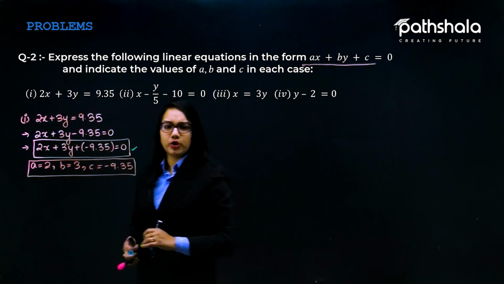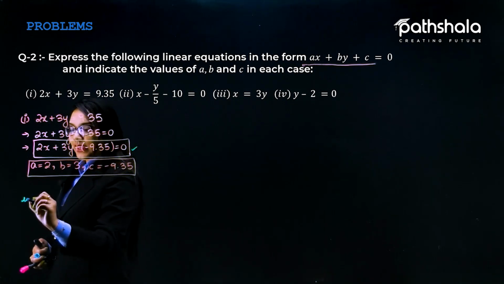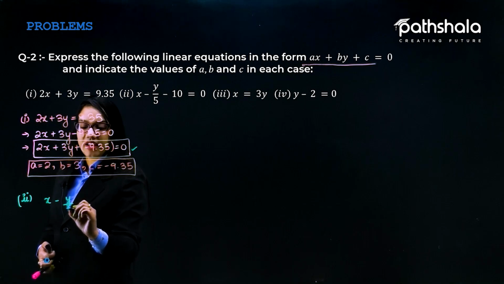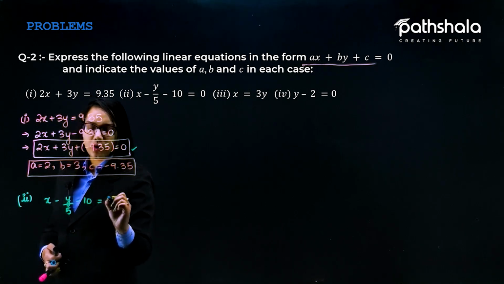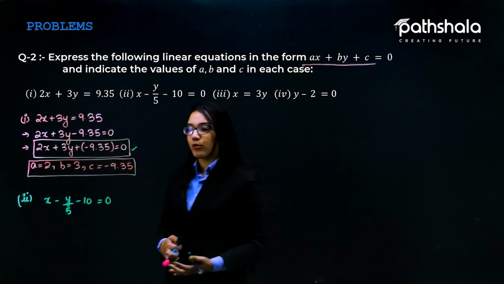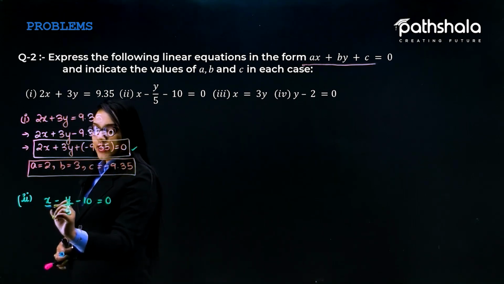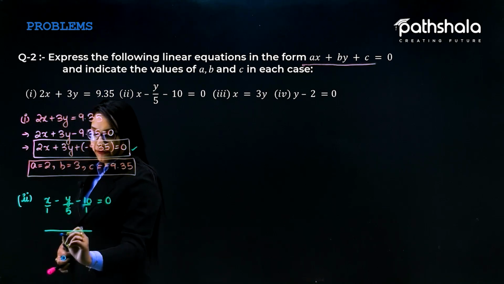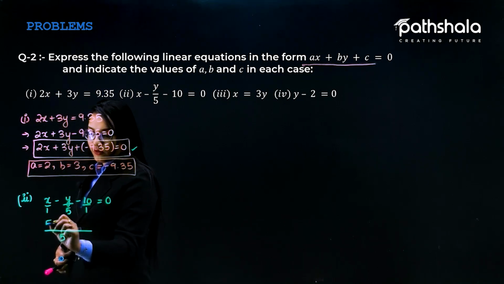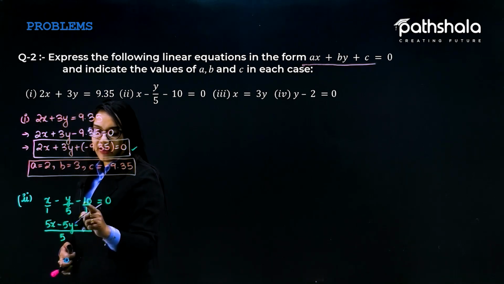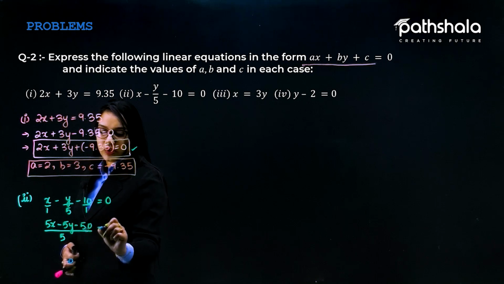Now let's move on to the second part. The second part is x minus y by 5 minus 10 is equal to 0. First of all, let's take the LCM over here. If we take the LCM, we can write it as 5x minus 5y minus 5 into 10, which is 50, equal to 0.